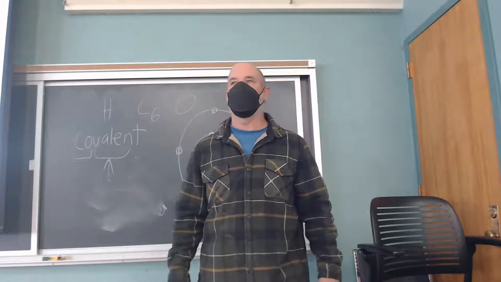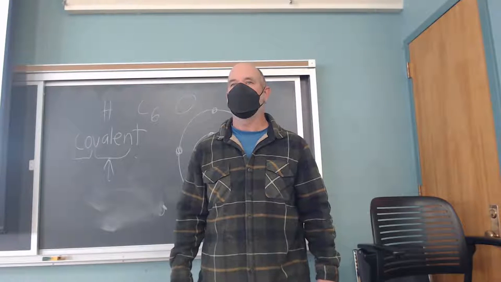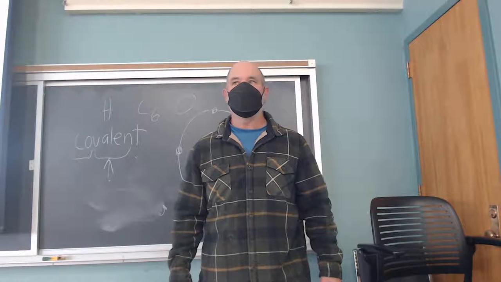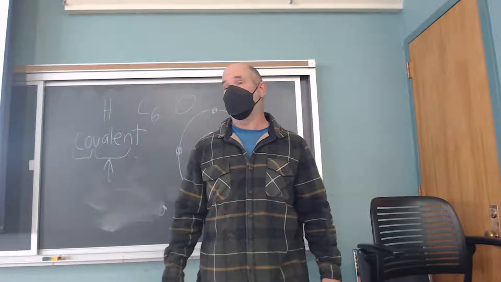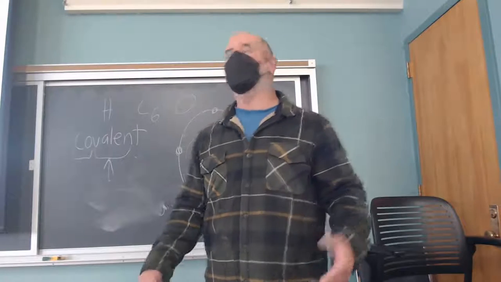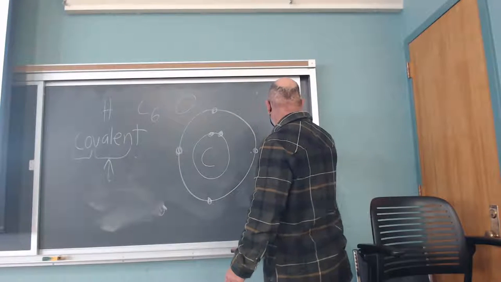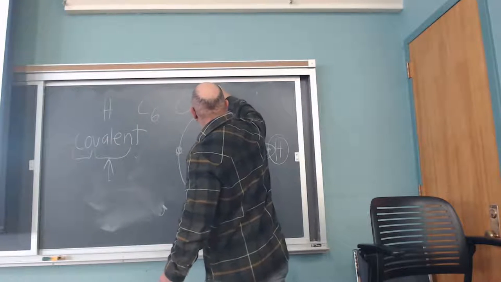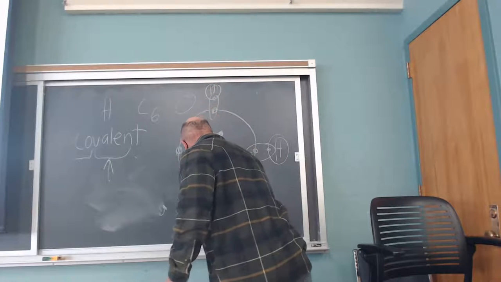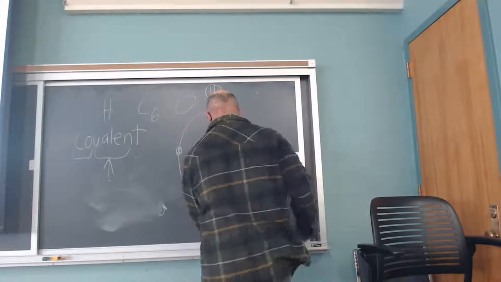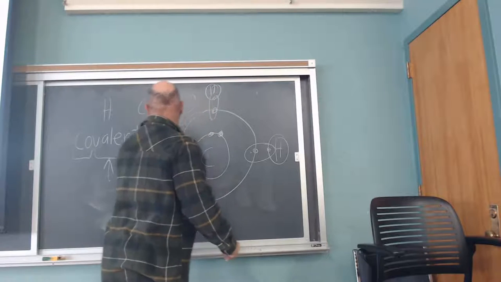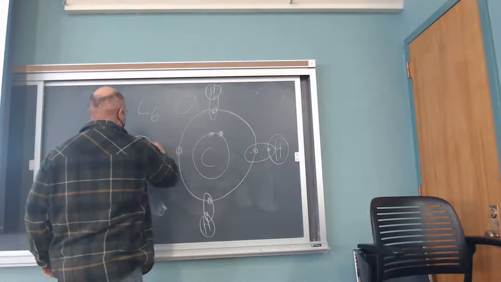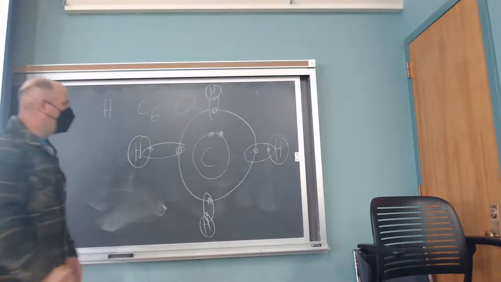Well, what does this mean for carbon? It can form how many covalent bonds? Four, right? Up to four. It forms four to be chemically stable. So if I've got hydrogen, there's one. There's two. There's three. And then we have one more hydrogen out here. And we could draw this.